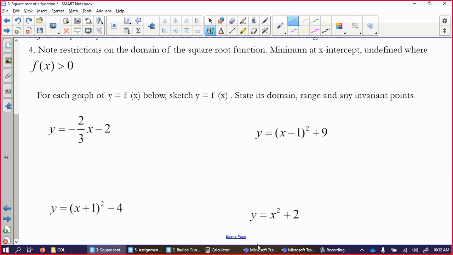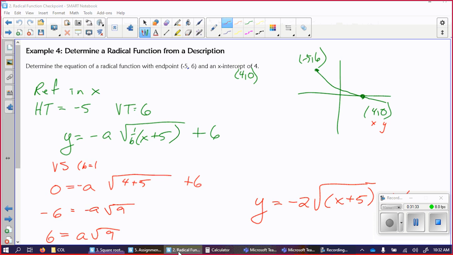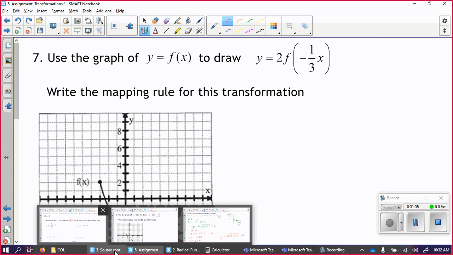And then we'll look tomorrow at what the graph of the square root of each graph looks like. I don't want to take too much time. Some of you have all sorts of other things to do.